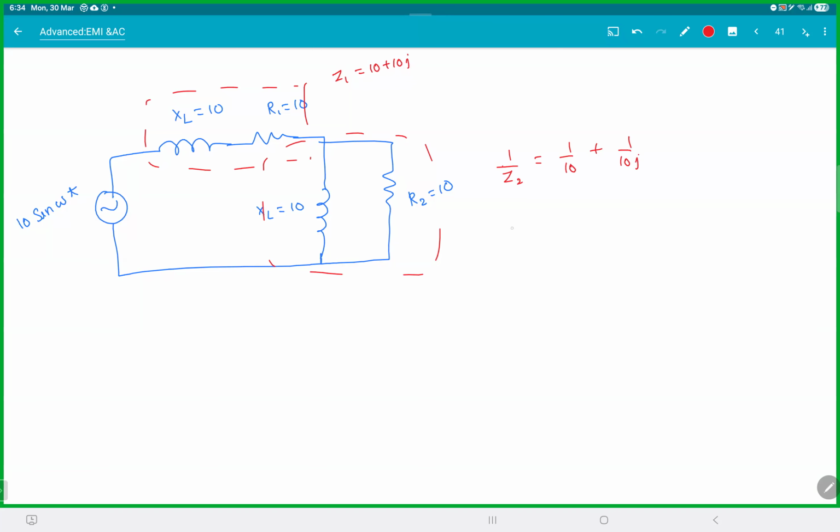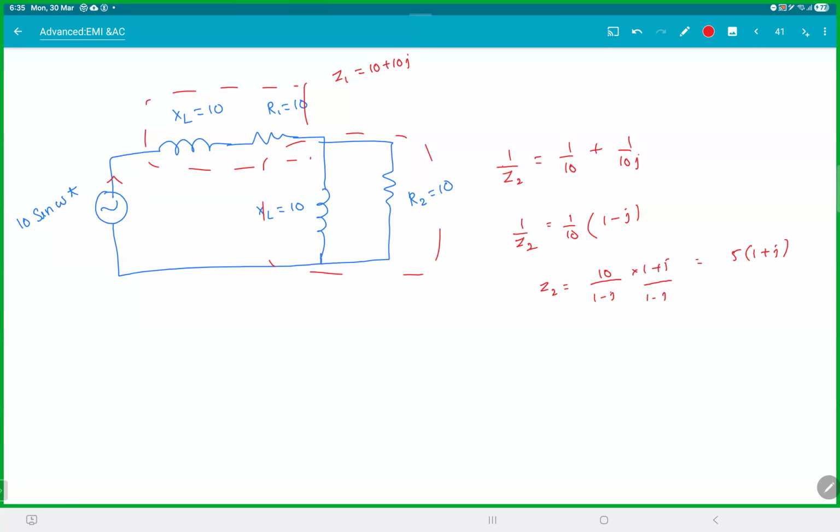So how much is this? Take out 1 by 10 common. That 1 by j will become simply 1 minus j. So this is 1 by Z2. Z2 will be 10 by 1 minus j. You can factorize that, 1 plus j by 1 minus j. So that is 5 into 1 plus j. I hope I'm right. So that's your whole thing, right? And then you're done basically.